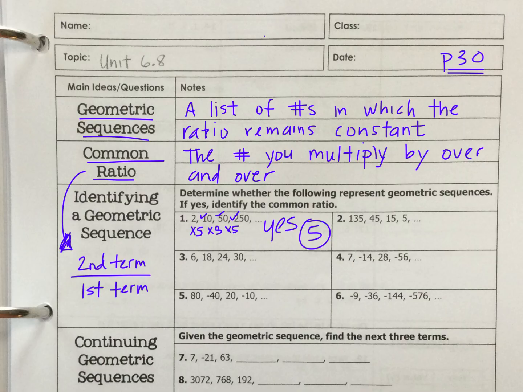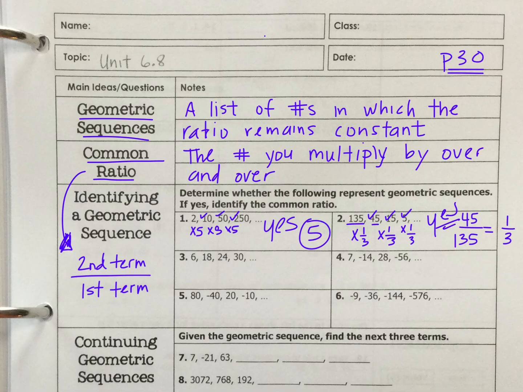In number 2, I can't just look at that and know what number to multiply. So, I'm going to take my second term, 45, and divide it by my first term, 135. That gives me 1/3. So, you have two options. You can type in times 1/3. 135 times 1/3 is 45. 45 times 1/3 is 15. 15 times 1/3 is 5. So yes, this is one.